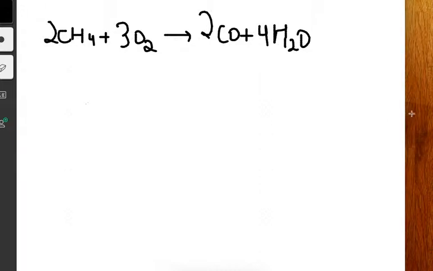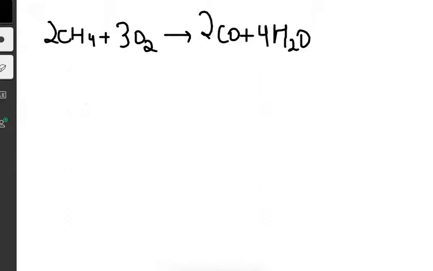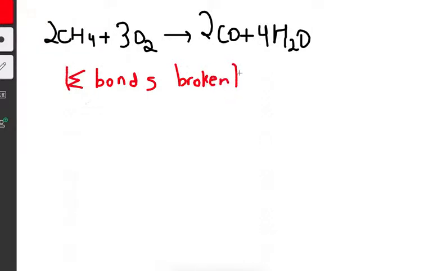We're going to be calculating the enthalpy of reactions using bond energies. So this is our reaction, and the equation for enthalpy of reactions using bond energies is the sum of the bonds broken minus the sum of the bonds formed. Oh, not broken.